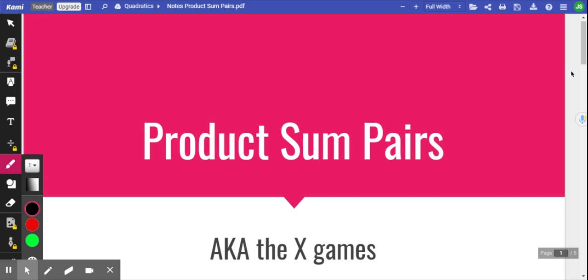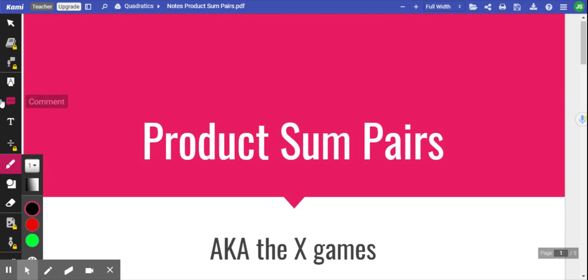So today we're going to look at 4 examples of how to find product sum pairs. You will also sometimes see this called the X games. It's not nearly as exciting as what that sounds like, but it does use an X.